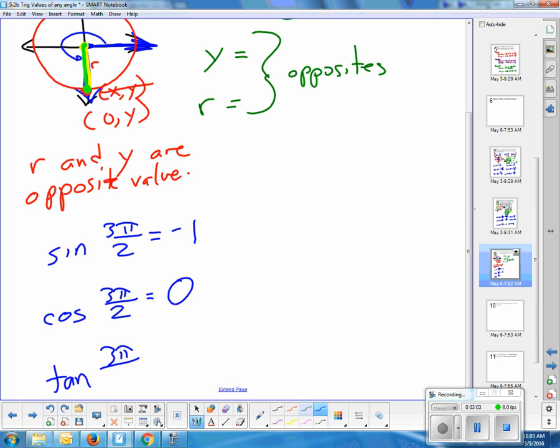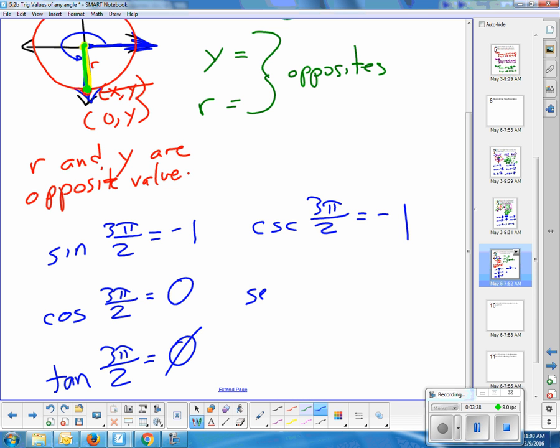Tangent of 3 pi over 2, defined as y over x. And here, I do know that x is 0, and you can't divide by 0. So tangent of 3 pi over 2 is undefined. It's a domain restriction. Then as far as reciprocals go, cosecant of 3 pi over 2. The reciprocal of -1 is -1.